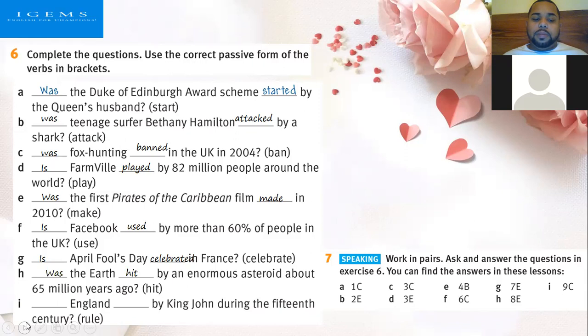Was England ruled by King John during the 15th century? Okay, so here I have another question. Okay. So you see, the speaking exercise, all right? What I want you to do, as time is running a bit away, is I'm gonna ask you two questions as an example. I want you to make the questions and give me the answers, but we are gonna practice with two of them, and the rest is gonna be homework, which I'm gonna give to you.